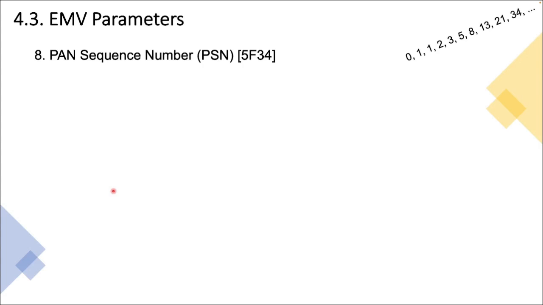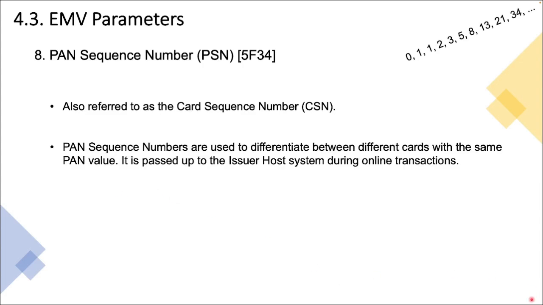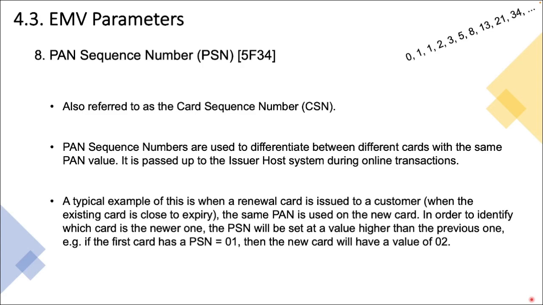Okay, we're going to talk now a bit about PAN sequence number. Okay, so we're starting to get a bit more technical now as we delve deeper and deeper into the card. So the PAN sequence number, PSN, is tag 5F34. It's also called card sequence number, CSN. So if you see CSN or PSN, they mean the same thing, right? A PAN sequence number is used to differentiate between different cards with the same PAN value. It is passed up to the issuer host system during the online transactions.